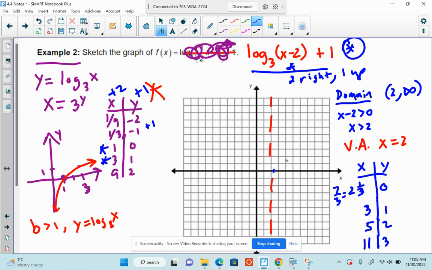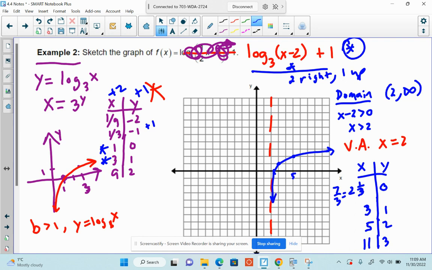We have (3, 1). We have (5, 2). So 1, 2, 3, 4, 5 is right here. It's going to be very flat coming out. I made it probably a little steeper than it should be, because I don't get to y equals 3 until I'm all the way out to 11. It's going to be right out here. And that's going to go down towards the vertical asymptote.